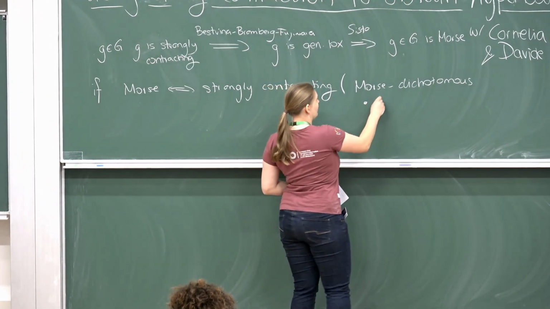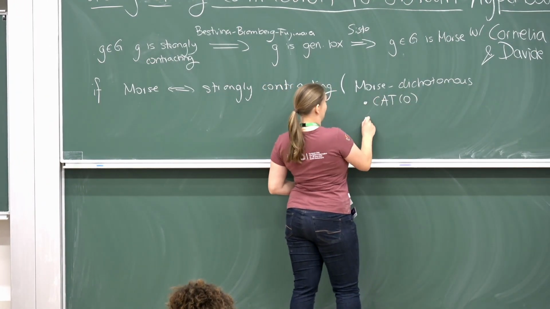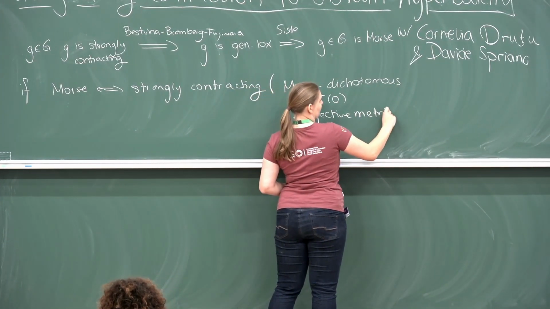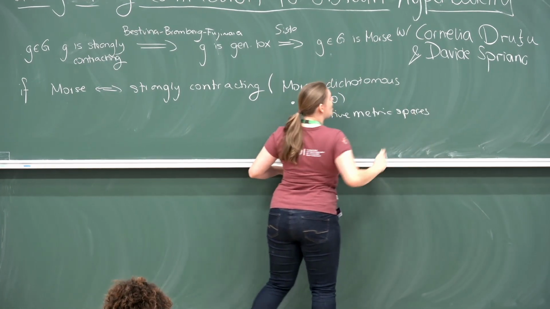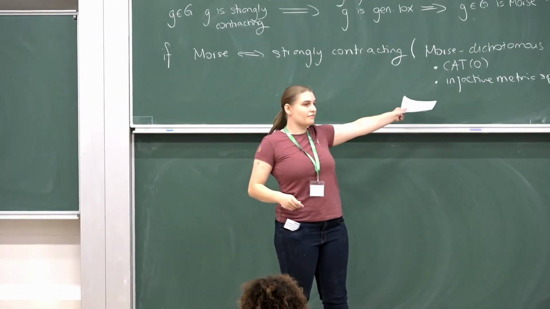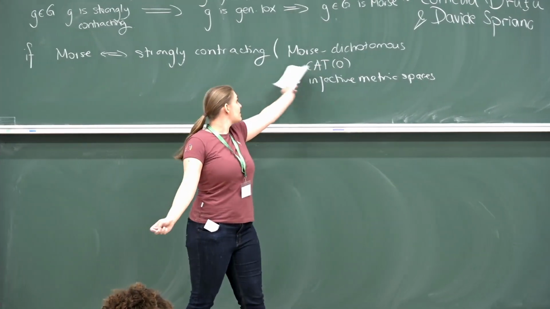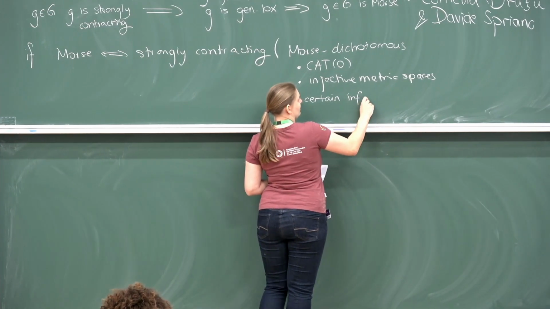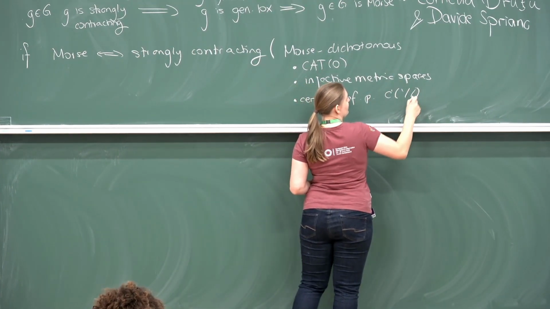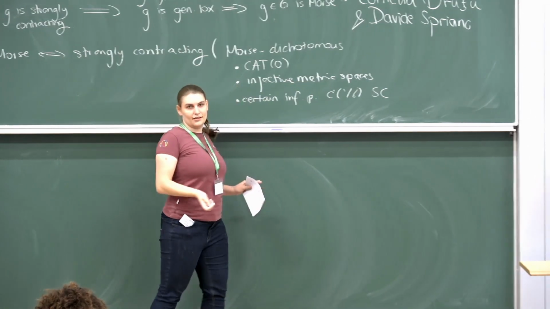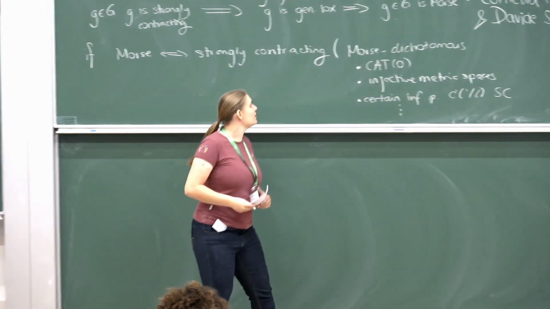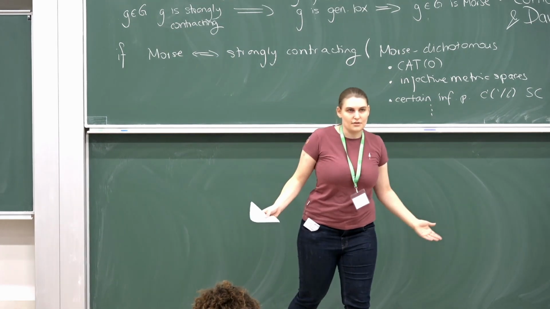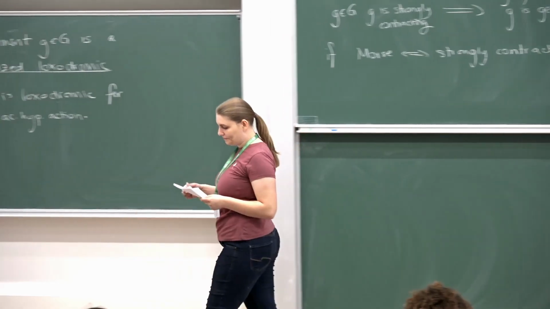Most notably, all CAT(0) spaces, all injective metric spaces, but we also have spaces of very different flavor that satisfy this, for example, certain infinitely presented C'(1/6) small cancellation groups, and the list continues. So we know not only do we have many of these, they have some very different properties from each other.